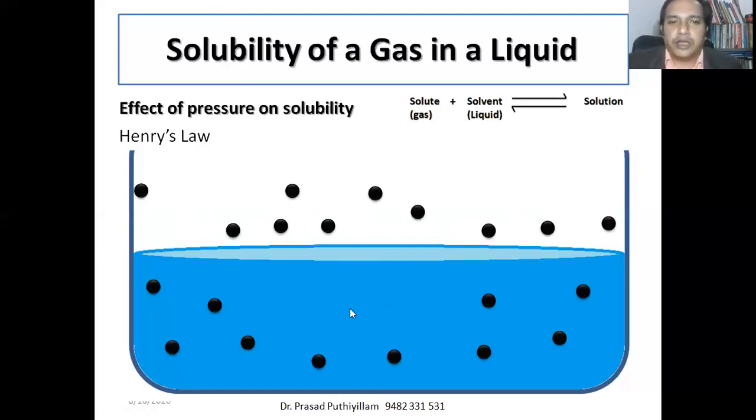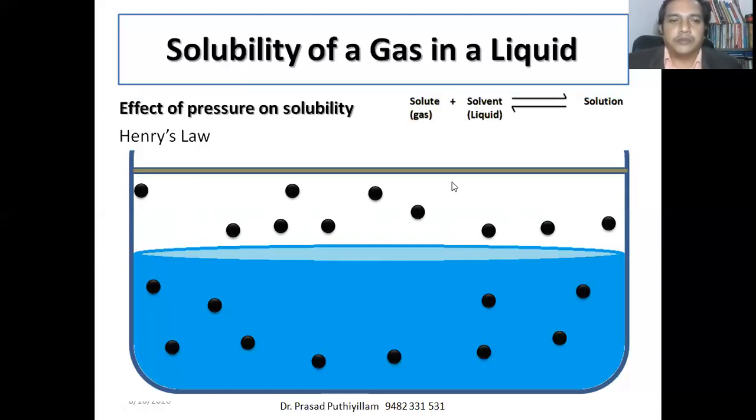So on increasing the pressure, we are seeing the effect of pressure. How to increase the pressure of a gas? We have to make it a closed container. Therefore, a piston is taken. So this represents a piston. A piston is taken here and pressure is applied on that.